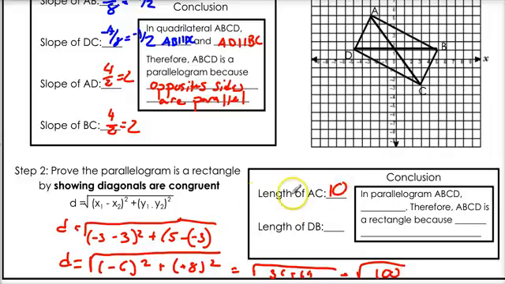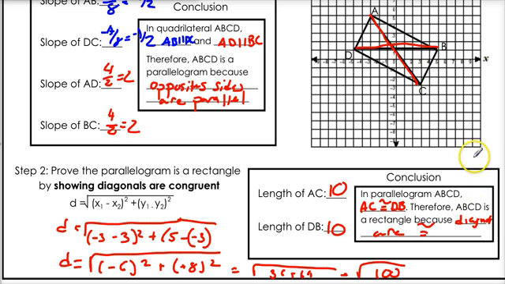Alright, so now that you found the length of AC, you do the same thing for BD. And I'm going to save you the work right here, but if you do plug in, you also get 10. Since you know the two diagonals are congruent, in parallelogram ABCD, we know AC is congruent to DB. So we're going to write a conclusion. That means it's a rectangle because diagonals are congruent.